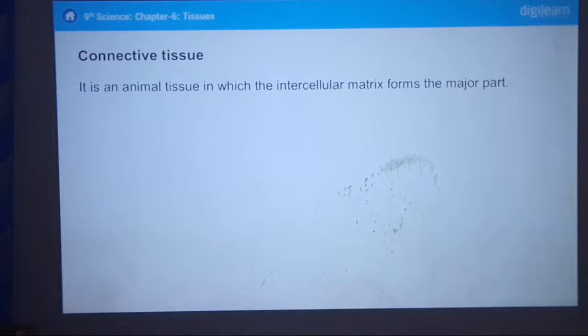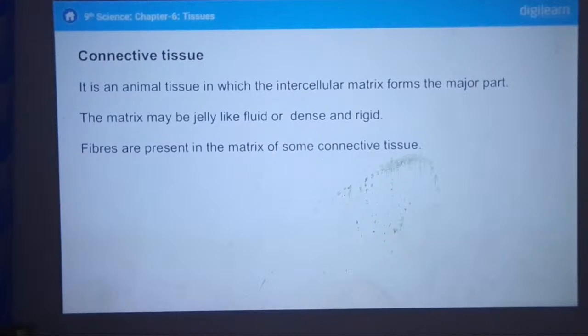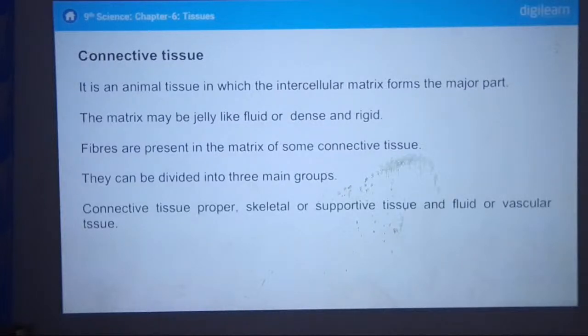Connective tissue. It is an animal tissue in which the intercellular matrix forms the major part. The matrix may be jelly-like fluid or dense and rigid. Fibers are present in the matrix for some connective tissue. They can be divided into three main groups: connective tissue proper, skeletal or supportive tissue, and fluid or vascular tissue.